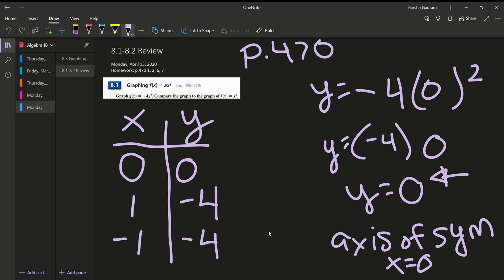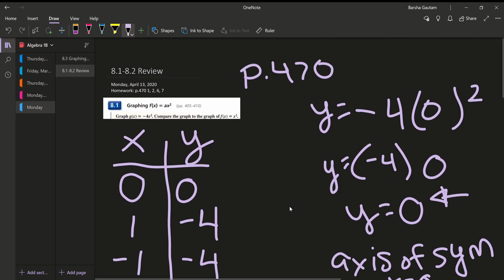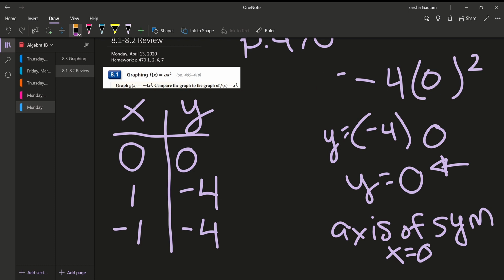Okay, so now we need to graph this. Let's go ahead and try this on Desmos. It'll be a little bit easier. Okay, so first off, we'll start by just graphing it on our own. So 0, 0 would be right here. And then, actually, let's just do it here. It might be easier. Let me erase this real quick.